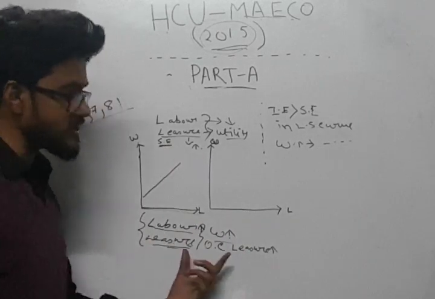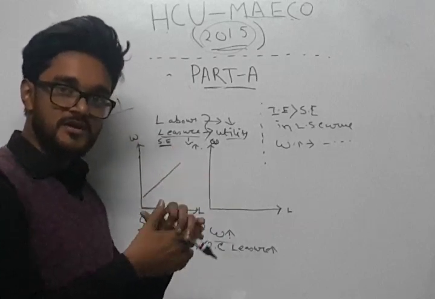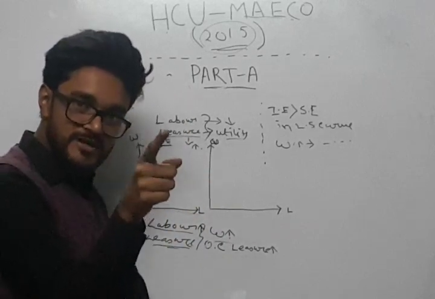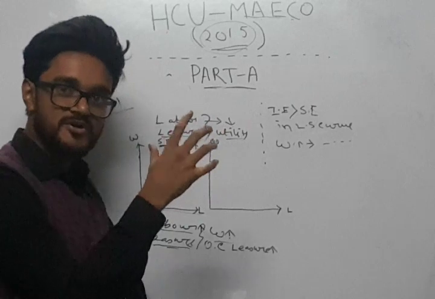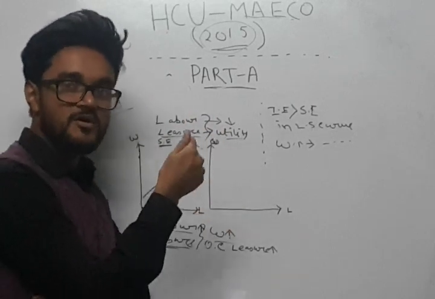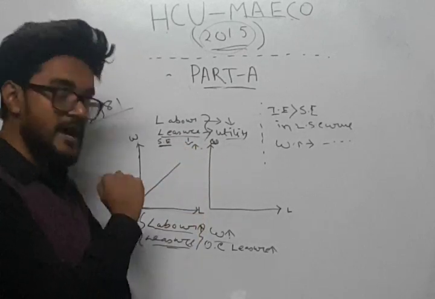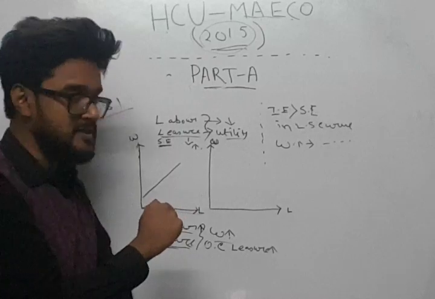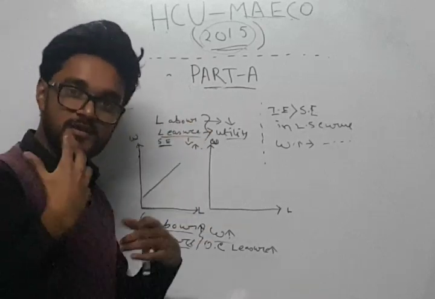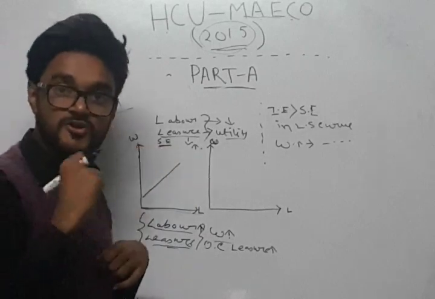So when we are talking about substitution effect, when wage increases, the workers are likely to decrease their consumption of leisure because if they work, they will generate more income. As a result, the labor supply curve becomes positive. That is, when wage increases, people will increase their labor. This is due to substitution effect.